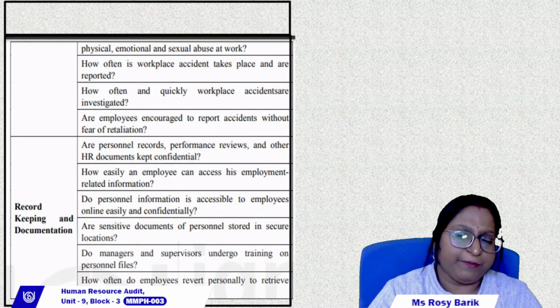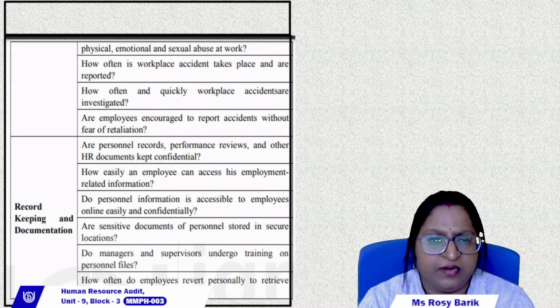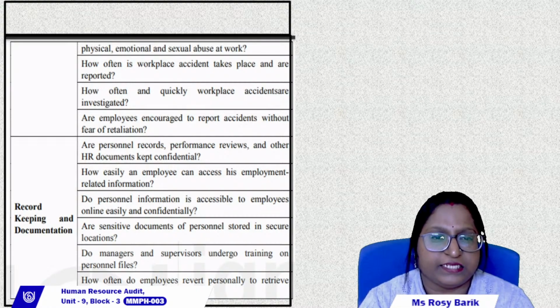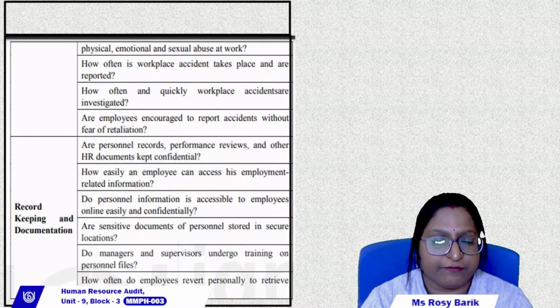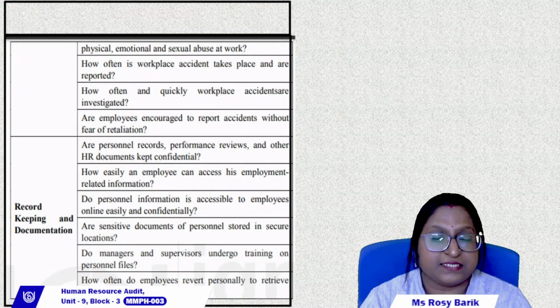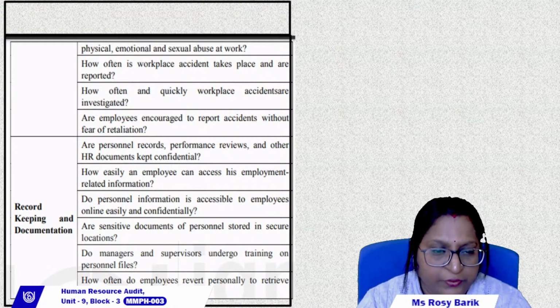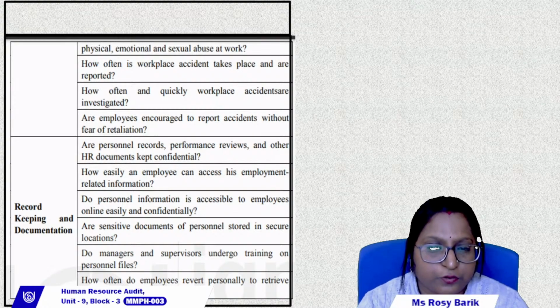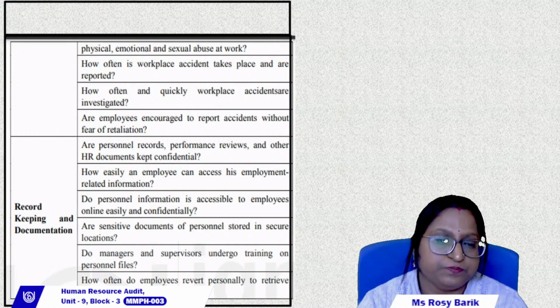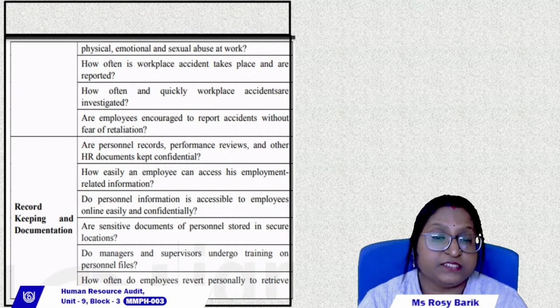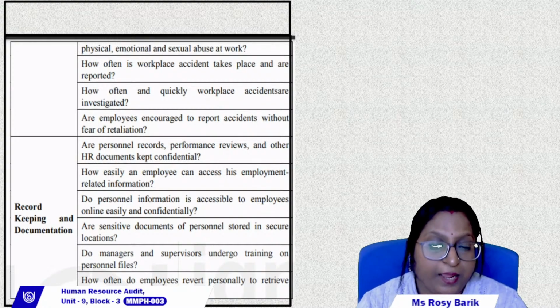So, next is record keeping and documentation. Are the personal records, performance reviews, and other HR documents kept confidential? How easily can an employee access his employment related information? Is personal information accessible to the employees online easily and conveniently? Are sensitive documents stored in a secured location? Do managers and supervisors undergo training on personnel files? How often do employees request to retrieve their employment information?